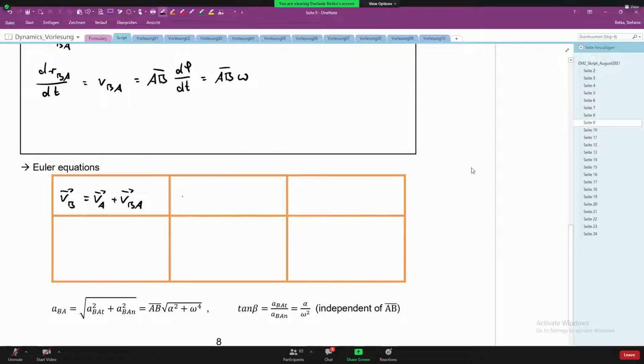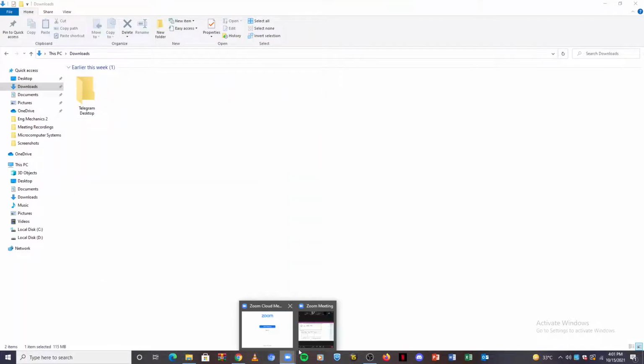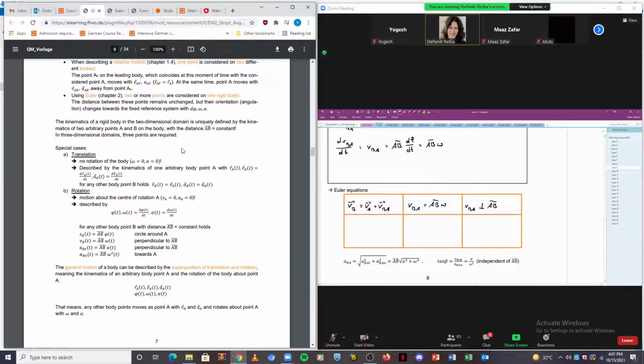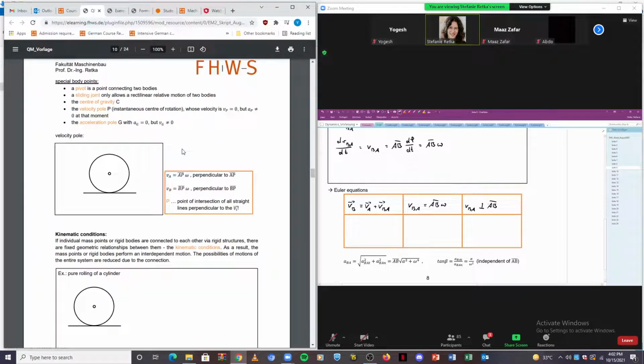And the rotational velocity we can compute as already learned and written on the first page of our formulary: radius times angular velocity. And this velocity, vBA, is perpendicular to the distance AB, our radius. So same as before.